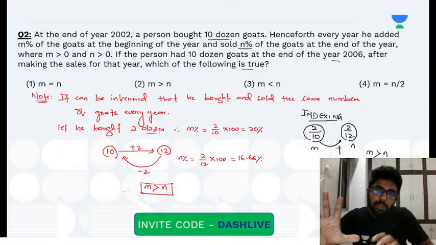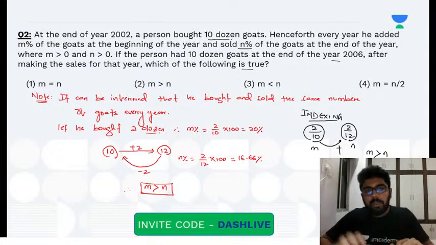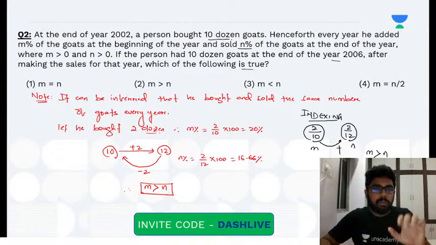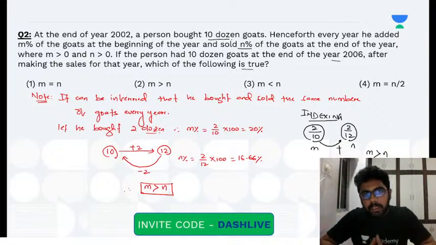Now from 12, he has to go back to 10, because he will sell that many dozen goats to go back to 10. So from 12 dozen, if he wants to go to 10 dozen, he has to sell 2 dozen. So now 2 is sold out of total 12. So 2 on 12, 1 by 6, 16.66%. That's the value of M.